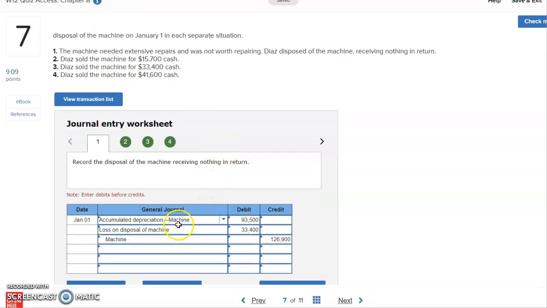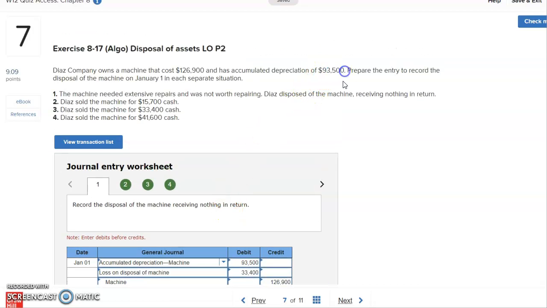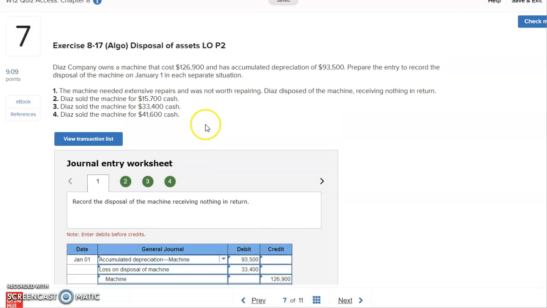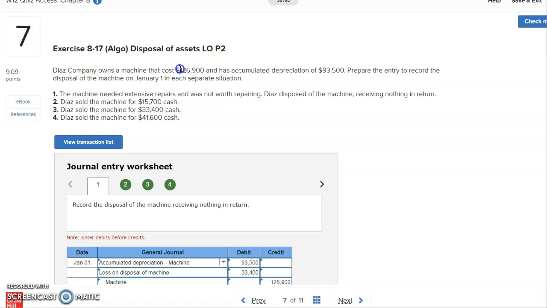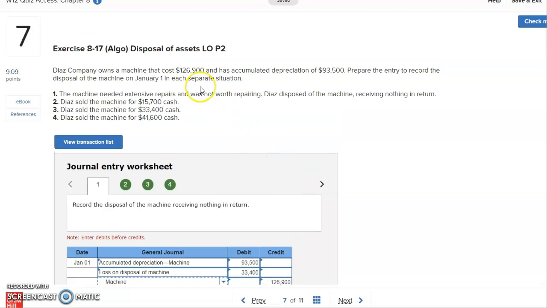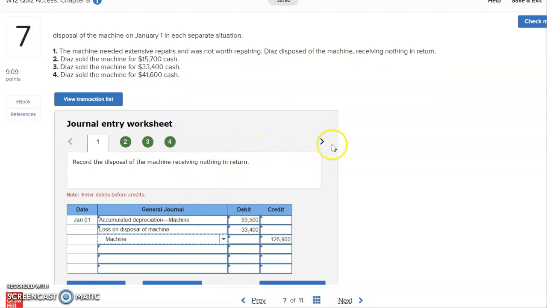So factoring in accumulated depreciation of 93,500 from up here, you'll put that on the debit side, and then you have to also factor in the loss on the disposal of the machine. To get that number, you can take 126,900 and subtract 93,500 to get the value factoring in that depreciation. And then for the credit side, you will select machine, and you will credit it $126,900 from up here. And that is the first entry.